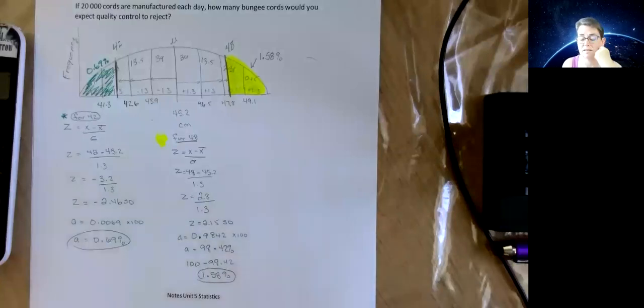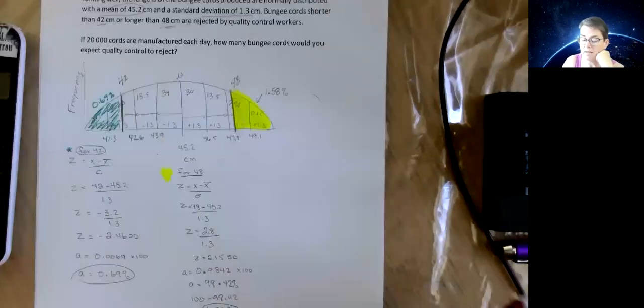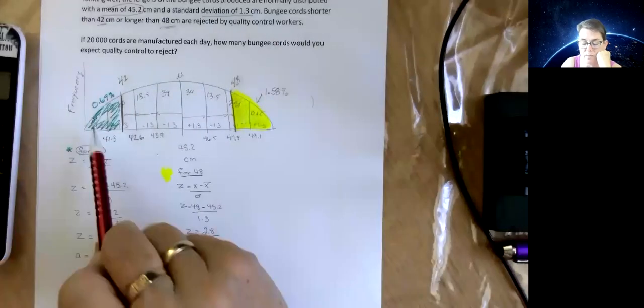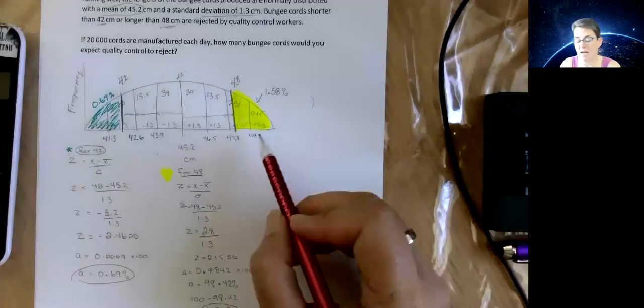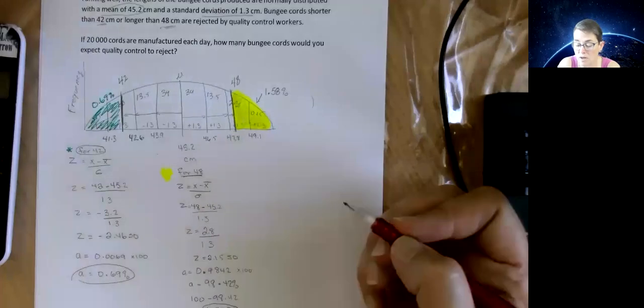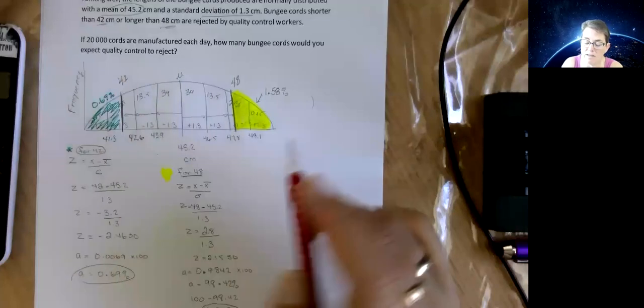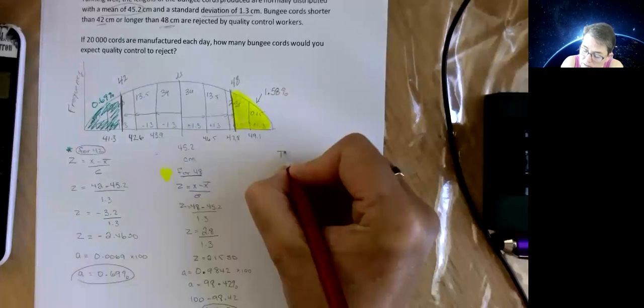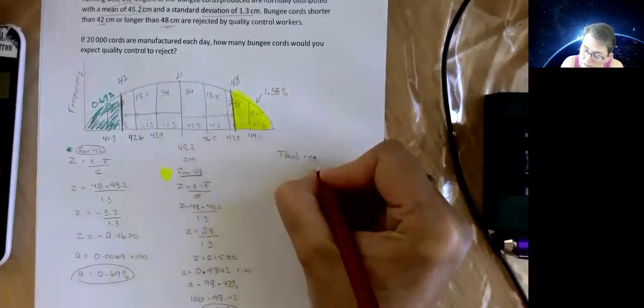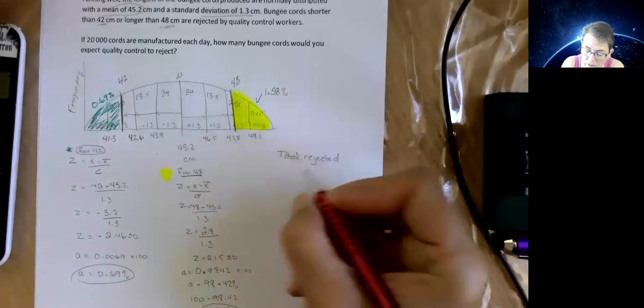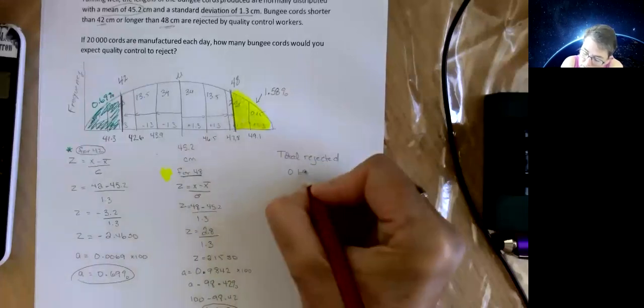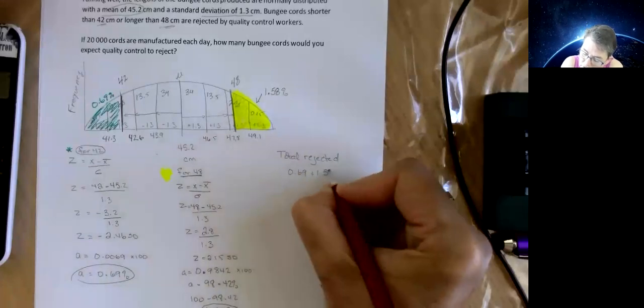What did they actually ask us? Well, here's my question. Didn't even get to the question yet. So bungee cord shorter than 42, so 0.69% are rejected because they are too short, and 1.58% are rejected because they're too long. They want to know if 20,000 cords are manufactured each day, how many would you expect quality control to reject? So let's do this. Total rejected would be 0.69 plus 1.58.